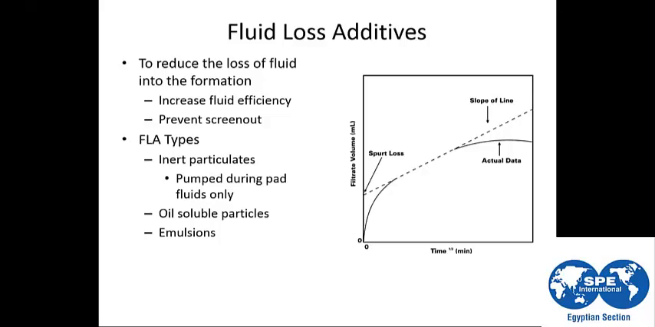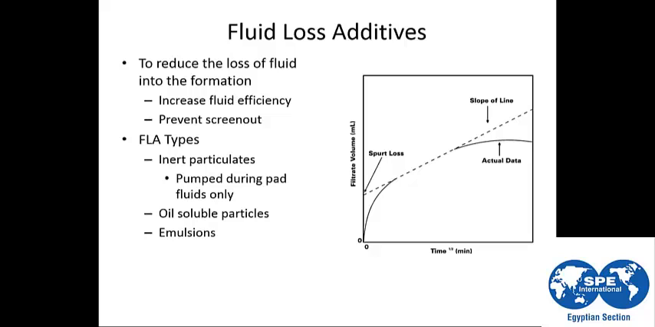One of the fluid additives is the fluid loss additives. The fluid loss additive is used to reduce the losses of the fluid into the formation. So what is the main effect? When we are going to discuss the frac design, we will talk about the term of the fluid efficiency. What is the meaning of the fluid efficiency?